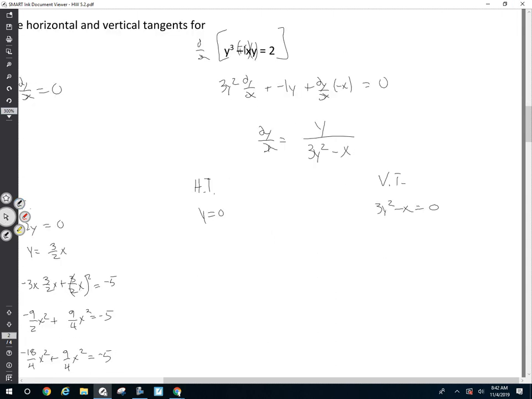In this situation, it is not easy to solve for y. I'm going to have a plus or minus root. I don't want that. So solve for x. X equals 3y squared. I added x to both sides. Now, notice, solving for x, I need to substitute in x into my original equation, not for y. So I got y cubed minus 3y squared times y equals 2. Y cubed minus 3y cubed equals 2. Minus 2y cubed equals 2. Y cubed equals negative 1.